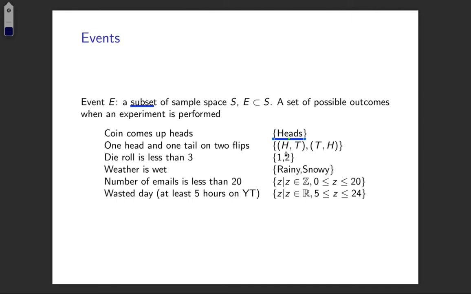One head and one tail, that event is either a head and a tail or a tail and a head. Again, it's a set and it's a subset of all possible outcomes. Die roll less than 3, so that means it's a 1 or a 2. And again, it's a set and it's a subset of the whole set of possible outcomes of the sample space, and so on. So when we talk about a random event, it's going to be a subset of the set of all possible outcomes. So it's worth keeping that clear in your head so that you know what you're talking about, and when you're doing calculations, you know what the quantities you're dealing with really are.